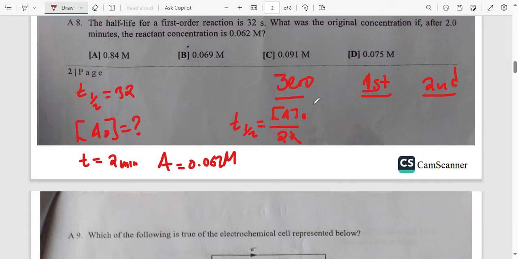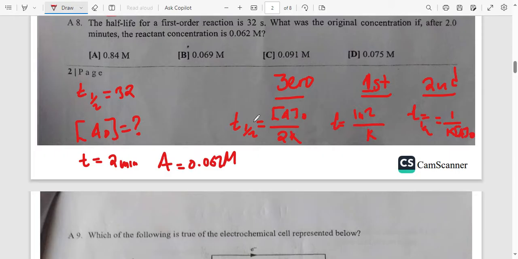For a first order, what did you say for the first order? You use natural log of 2. You can actually use also a number. Which one do you know yourself? Natural log? That's the one you know. Okay, in that case, if that's the one you know, I'll advise you stick to that. So natural log of 2 divided by k. And then for a second order reaction, the half-life is going to be 1 divided by k times the initial concentration, isn't it?